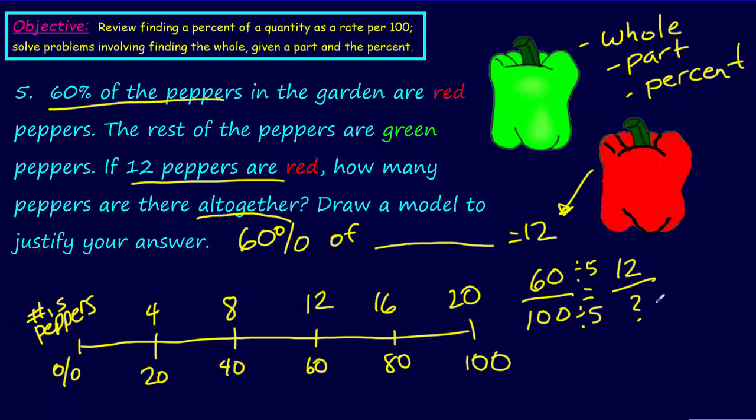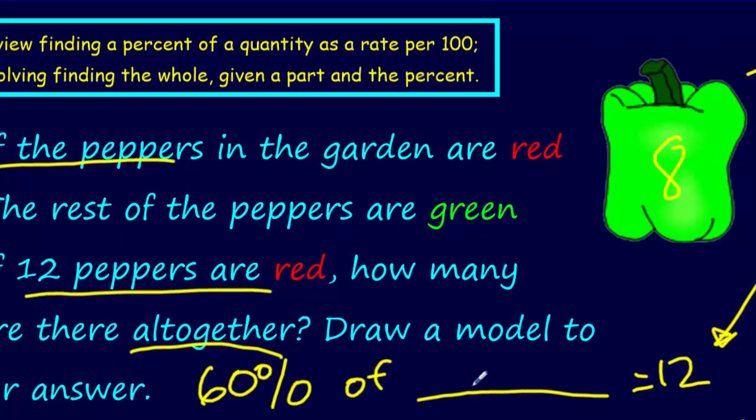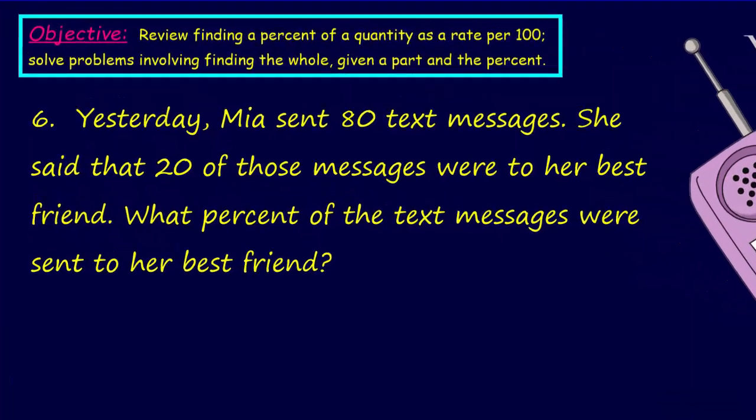100 divided by 5 happens to equal 20. There's 20 nickels in $1. And now I have 12 over 20. Well, that shows the 60% of peppers, so that works out there. So 60% of 20 is equal to 12. Yay! Okay, here we go.